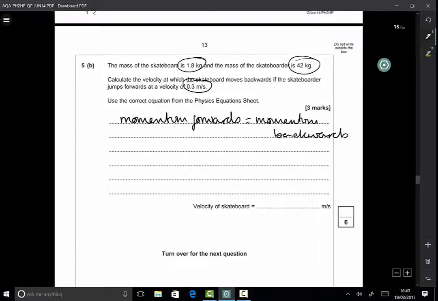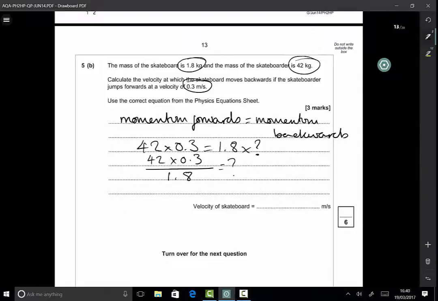Okay, so the momentum forwards is mass times velocity, so 42 times 0.3. And the momentum backwards, again mass times velocity, is 1.8 times our mystery value. So if we do 42 times 0.3 divided by 1.8, that will give us our velocity. 42 times 0.3 divided by 1.8 gives us 7.